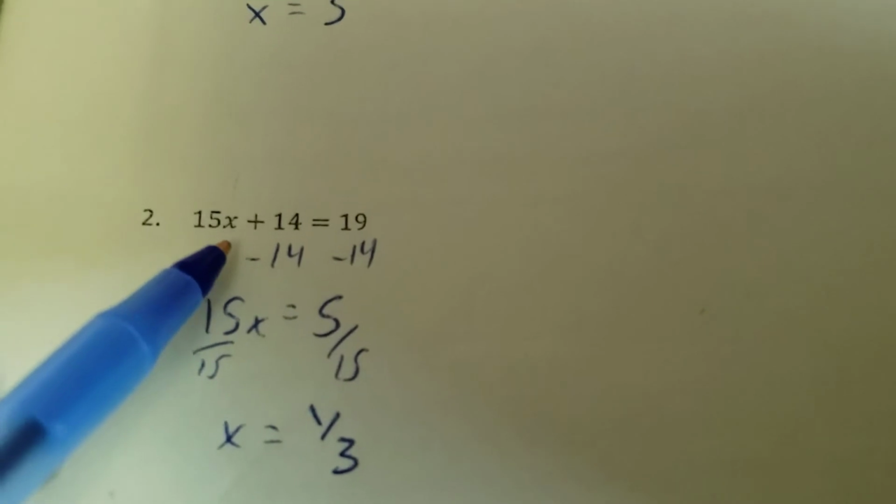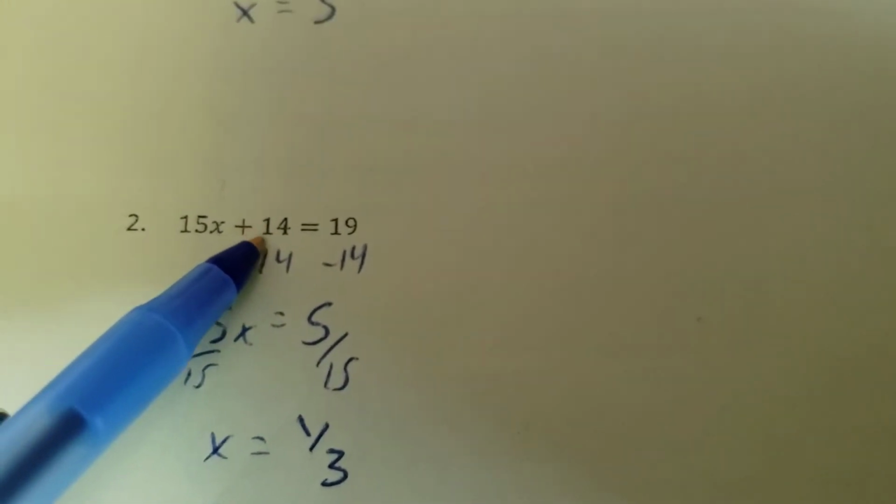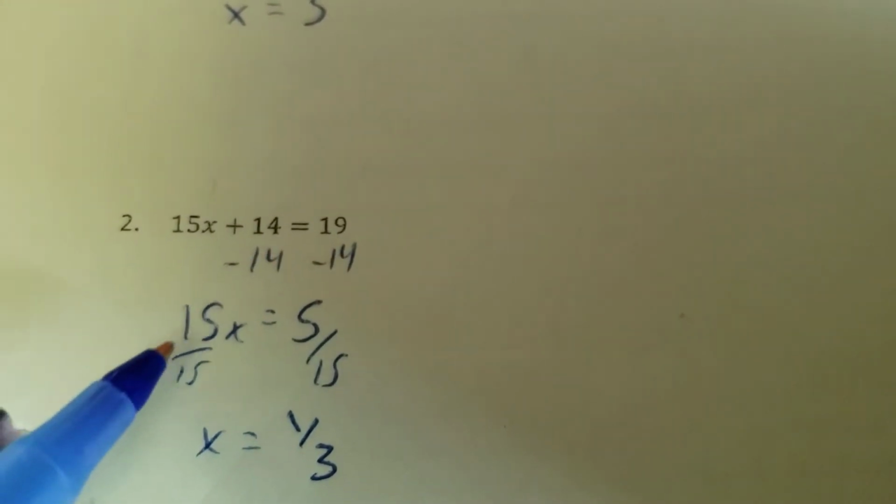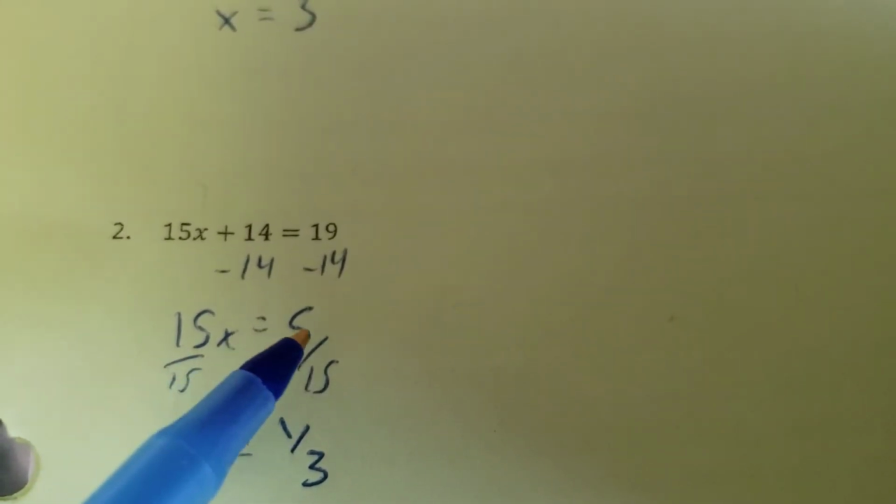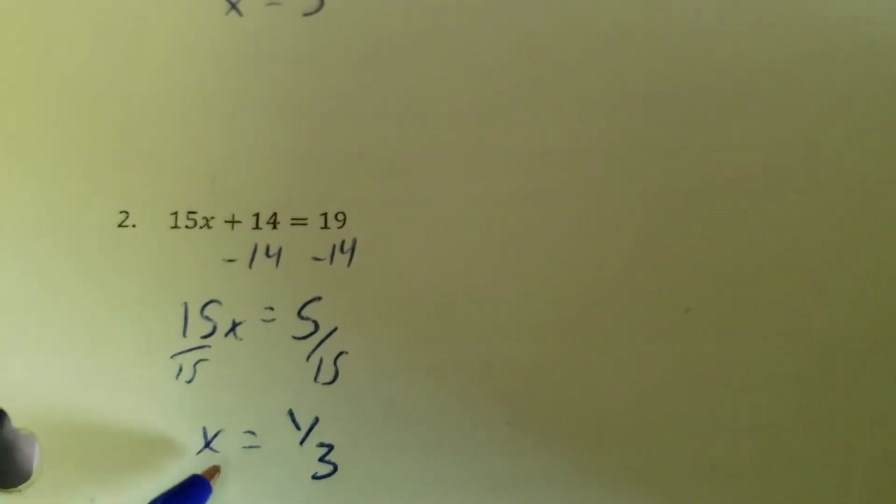This one's a little different because you're going to have a fractional answer. We'll talk about that in just a second. But get rid of your plus 14 by minus 14 from each side. You're left with 15x equals 5. And divide by 15 on each side. You're left with just x here.